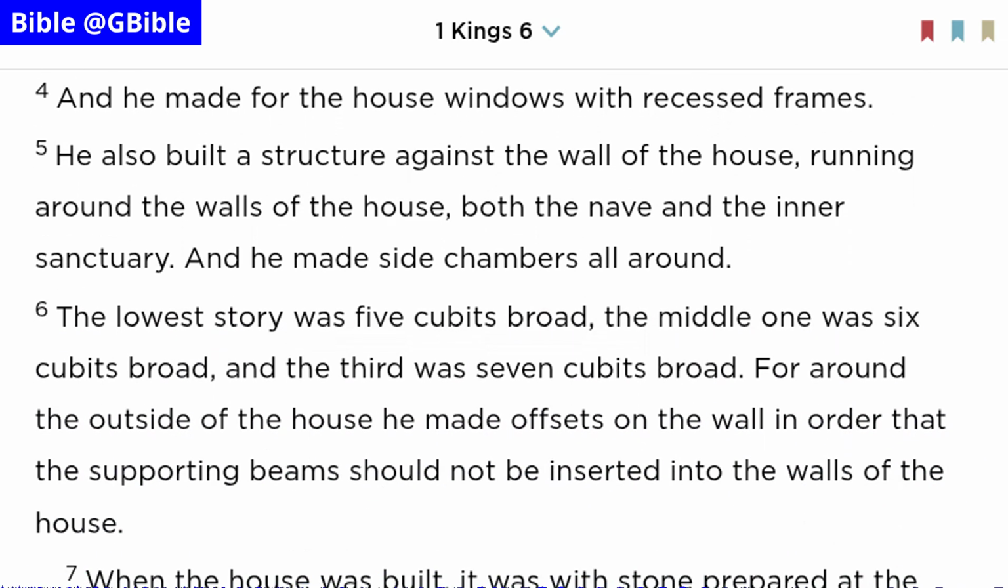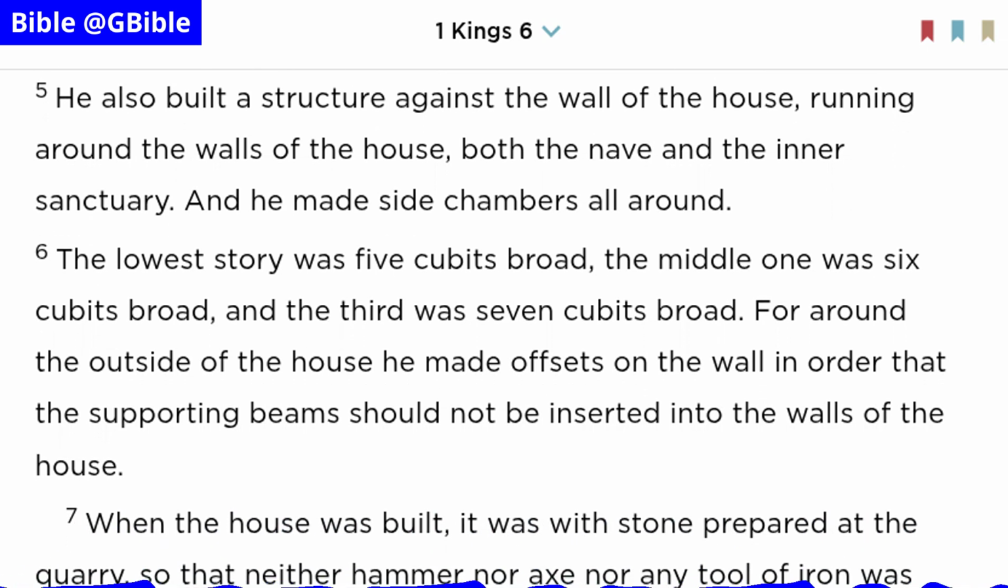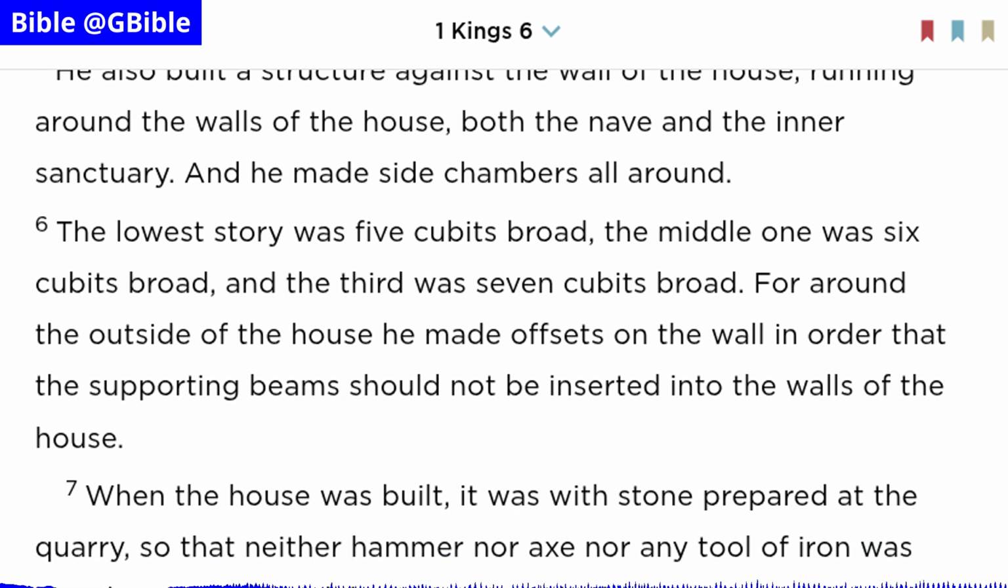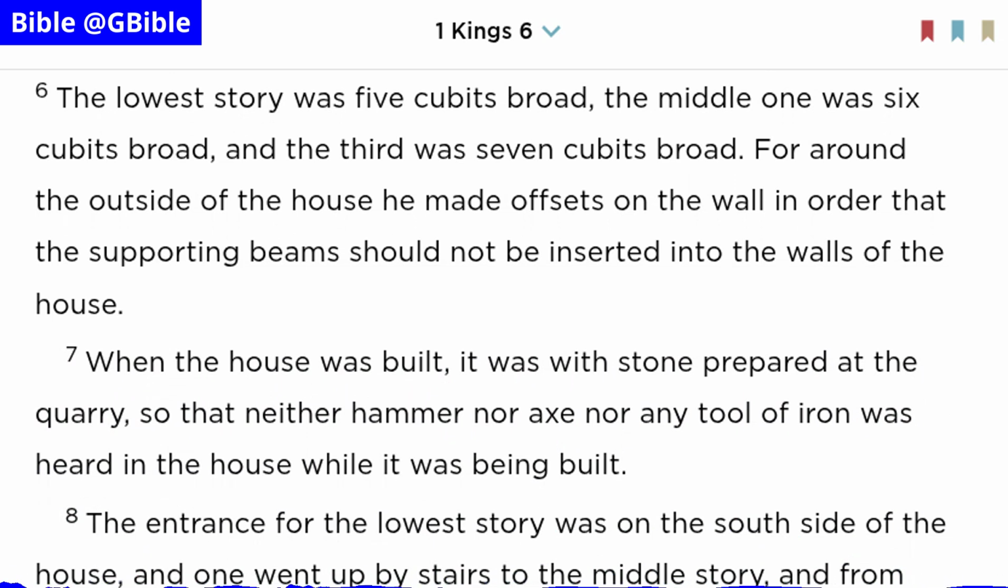And he made for the house windows with recessed frames. He also built a structure against the wall of the house, running around the walls of the house, both the nave and the inner sanctuary. And he made side chambers all around. The lowest story was 5 cubits broad, the middle one was 6 cubits broad, and the third was 7 cubits broad. For around the outside of the house he made offsets on the wall in order that the supporting beams should not be inserted into the walls of the house.